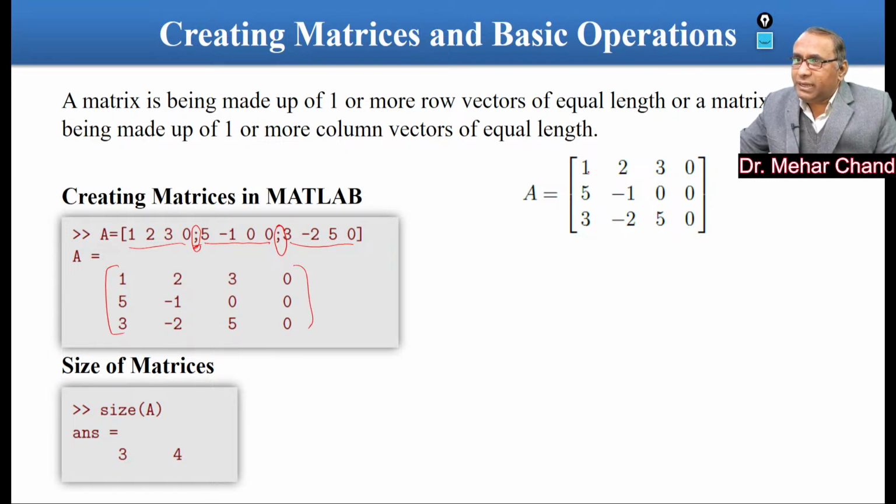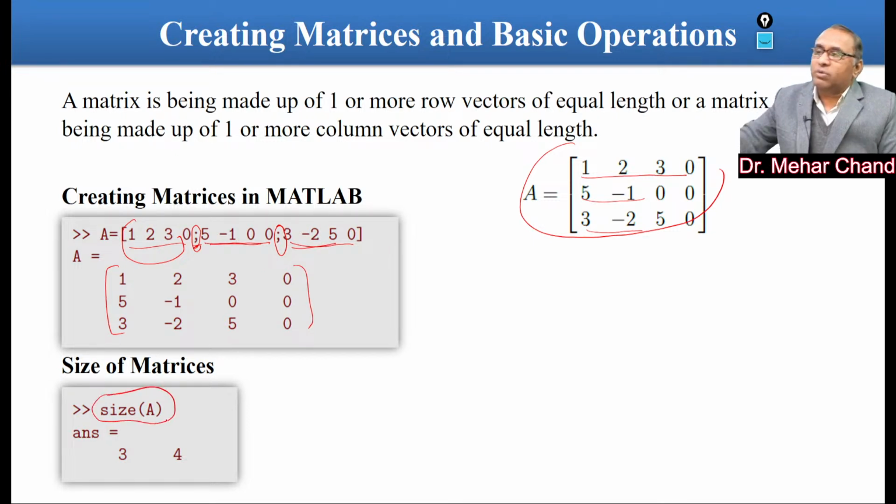Similarly, you can see this was the matrix, and this is the first row, and these are the elements. This is the second row, and this is the third row. So when you use this statement size of A, size of A returns the order of the matrix. So in this example, you can see there are 3 rows and 4 columns.